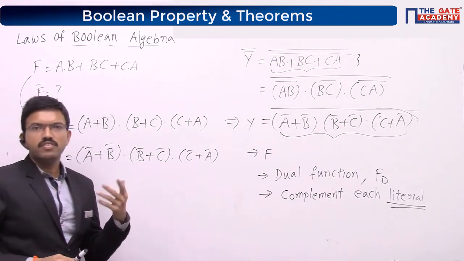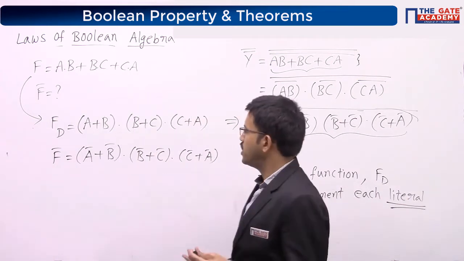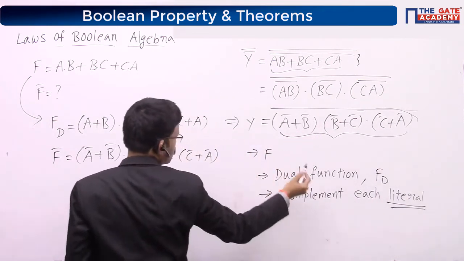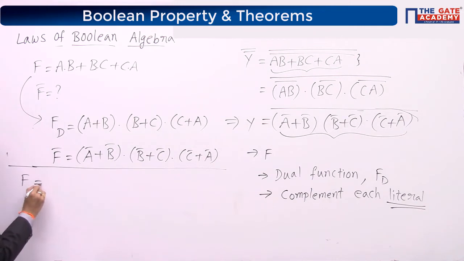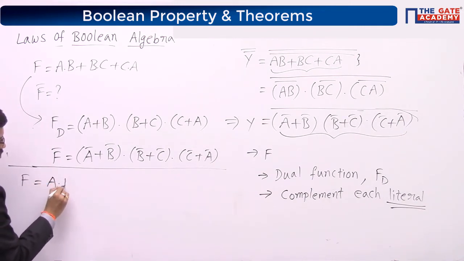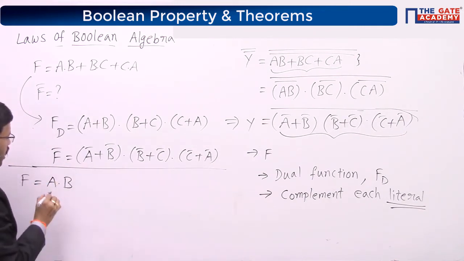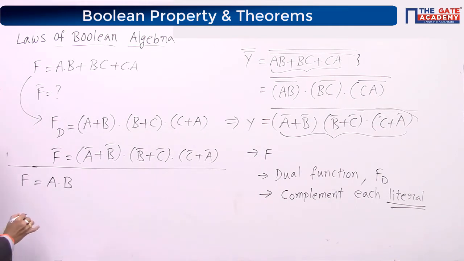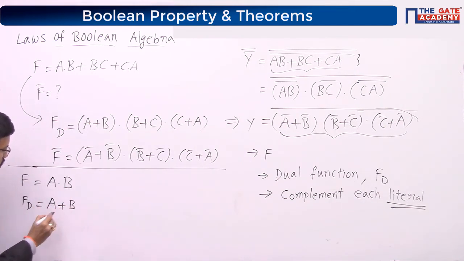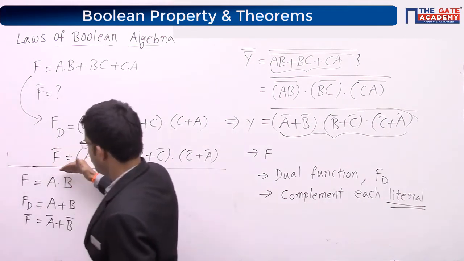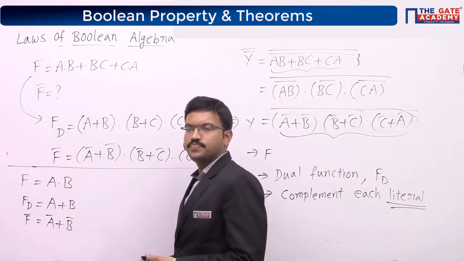See, whatever the De Morgan's law I have given, you can observe here with the help of these two steps. First one, suppose F equal to A and B. I wanted to perform the complement of this function, right? So first I will write the dual. FD is A plus B, and then I will get directly the complement of the given function just by complementing each literal. That means A bar plus B bar. AB whole bar is nothing but A bar plus B bar.